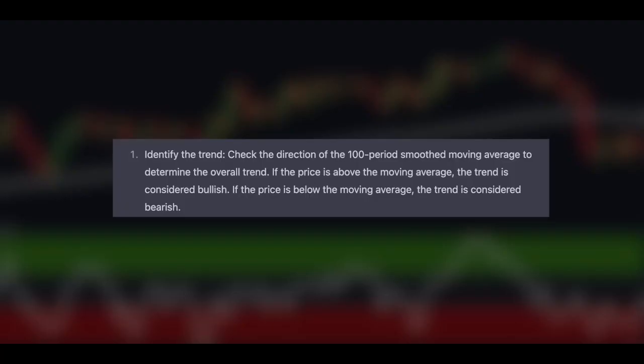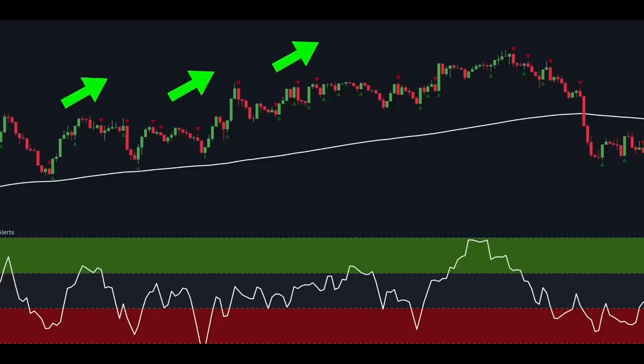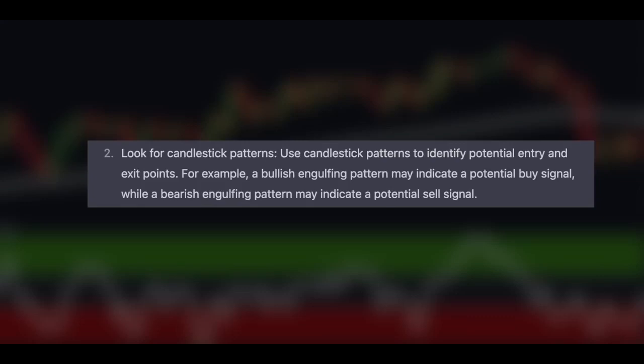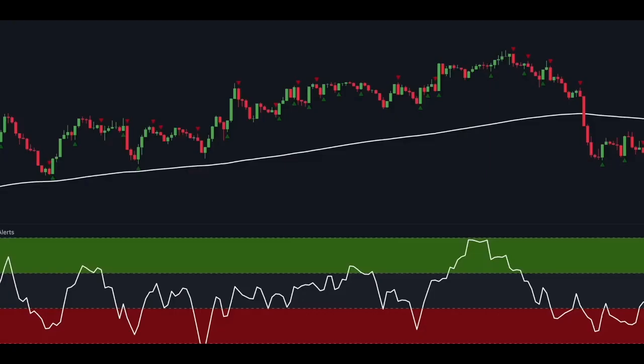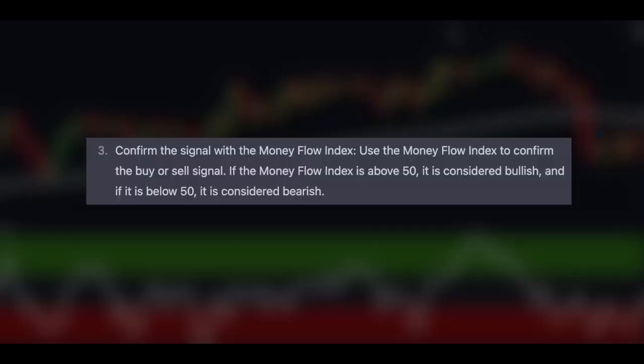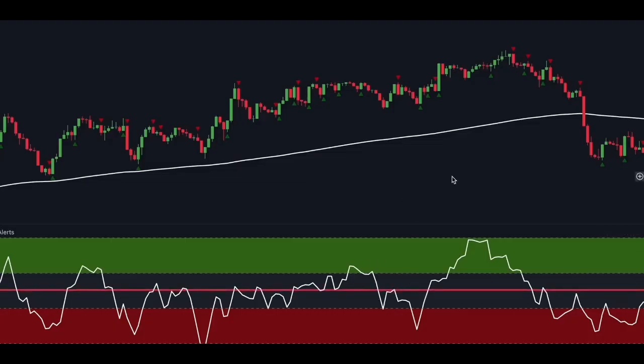Well, ChatGPT says that we should first identify the trend. The trend is bullish if the price closes above the SMA. During a bullish trend, only long positions can be taken. The next step is to look for candlestick patterns to enter the market. In our case, that pattern is an engulfing candle. Lastly, to confirm a long entry, the money flow index must be above 50, indicating positive sentiment.